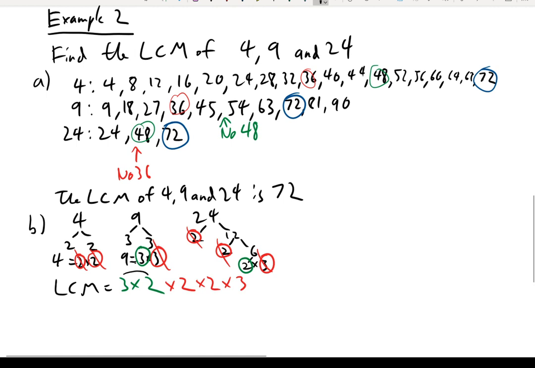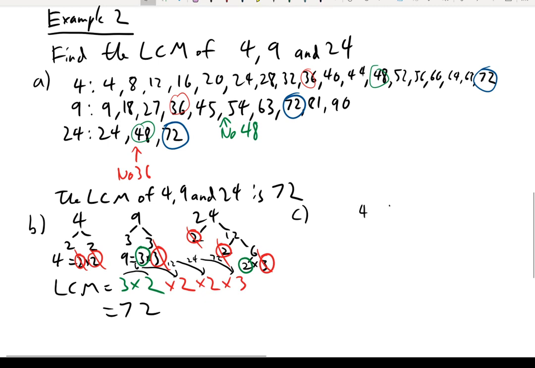So 3 times 2 will be 6, 6 times 2 will be 12, 12 times 2 will be 24, and then 24 times 3 will be 72, so that's equal to 72. Yep, we got the answer. Okay, so I know this might be a little bit complicated, but this is how you do it by prime factorization. Next is method C, which is the ladder method.